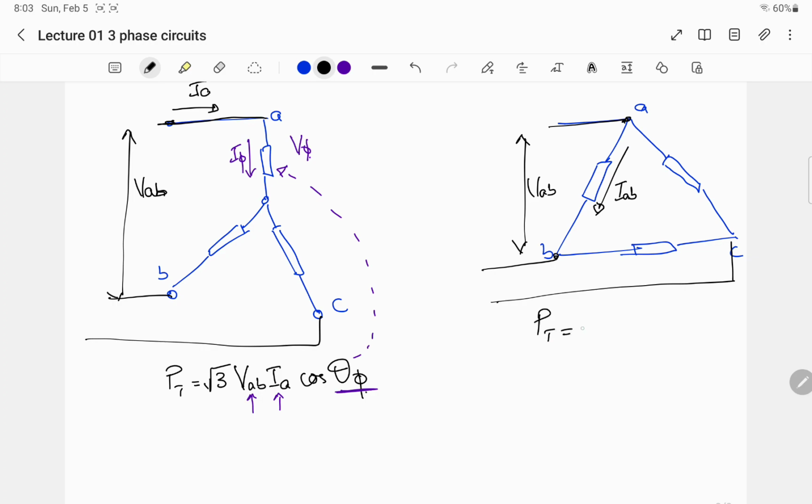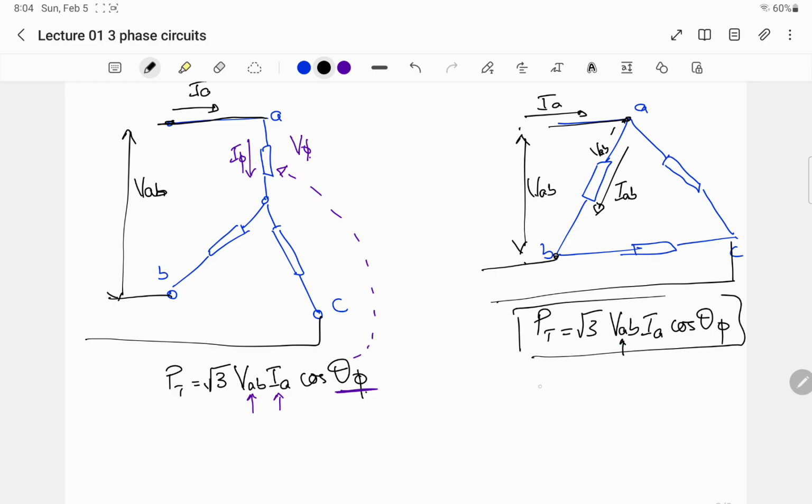P total is under root 3 VAB. This is also the line voltage, and IA line current into cos theta phi. Okay. Here again, this is not the angle between line voltage and line current, but this is the angle between phase voltage and phase current. This is the angle between VAB and IAB. Similarly, you will again follow the rules as I have told you before. So this is for PT.